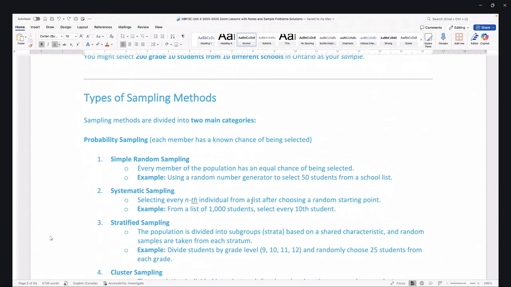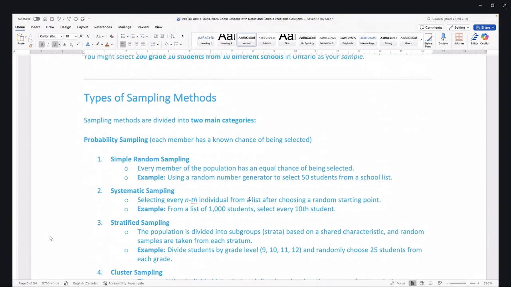Stratified sampling. So stratified sampling would be you're going to divide the population into subgroups based on a characteristic, and you're going to random sample so many from each group. So for example, you might want to divide all the high school students by grade 9, grade 10, grade 11, grade 12. There may be more students in one of those grades.